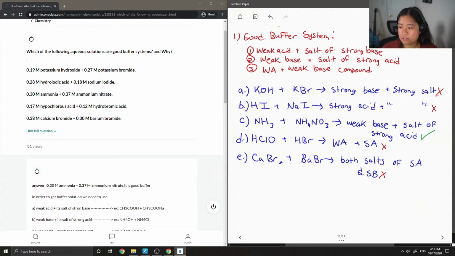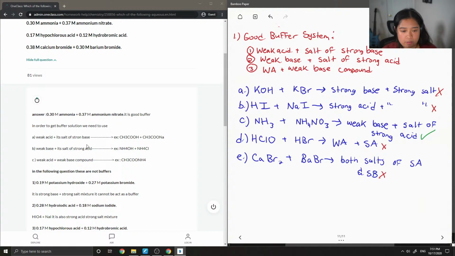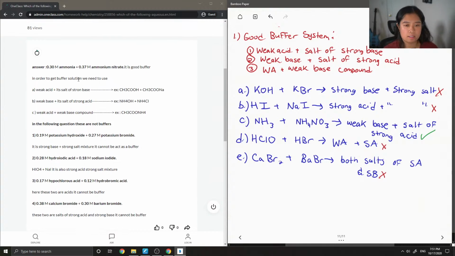So let's look at the answer from our junior tutor. In order to get a buffer solution, we need to use a weak acid plus its salt of a strong base, and then they give examples: a weak base and its salt of a strong acid, or a weak acid plus a weak base compound. So that's what I said as well. And then they also selected just ammonia and ammonium nitrate as the good buffer.